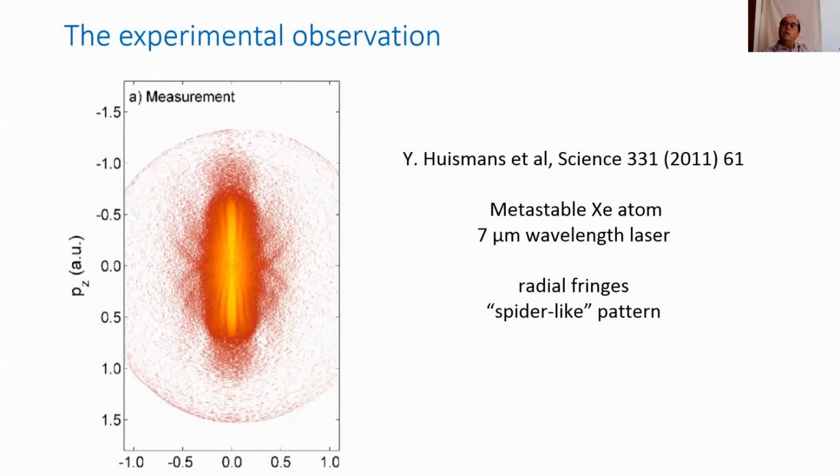They used the 7 micrometer wavelength laser. And they obtained this hologram, which is shown here. And these radial fringes, which nowadays are called a spider-like pattern, are a consequence of the interference between the direct and the scattered wave.